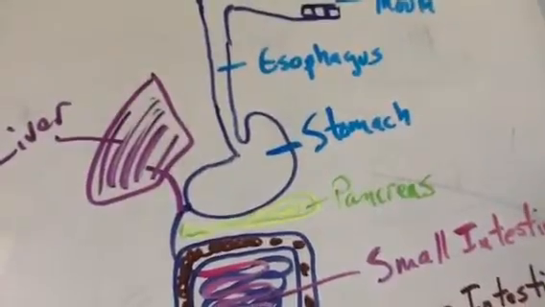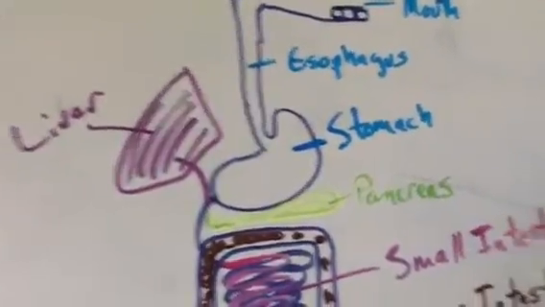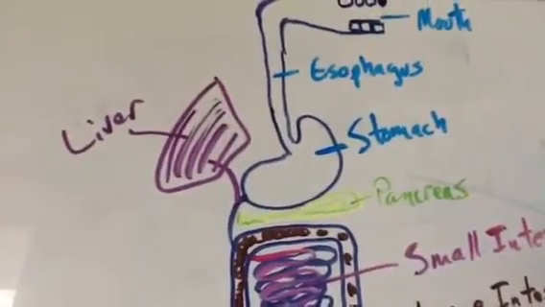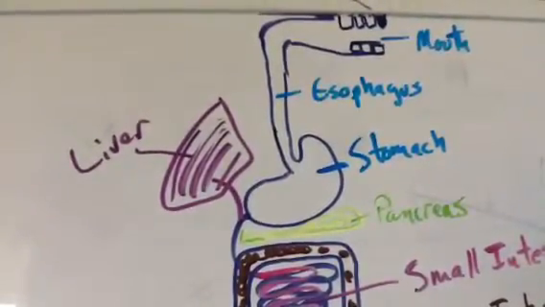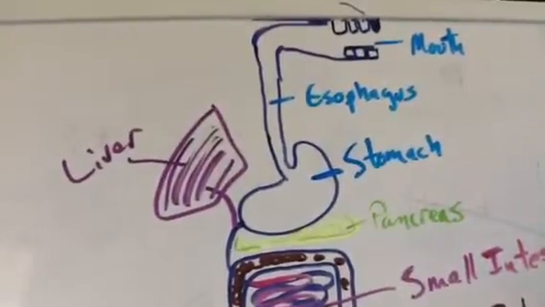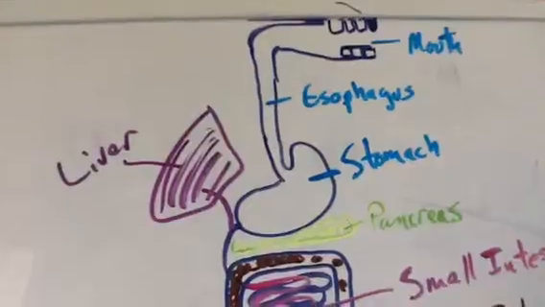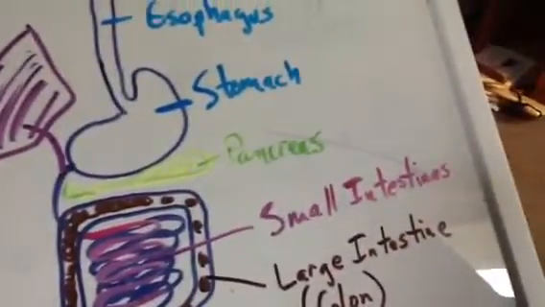Once the food finally leaves the stomach, the liver, you can see the liver is over here, and the pancreas kind of underneath the stomach, they both contribute digestive enzymes that help prepare the food or continue to break the food into smaller pieces and break it down molecularly and make it more suitable to be absorbed. So then the food travels on to the small intestines.